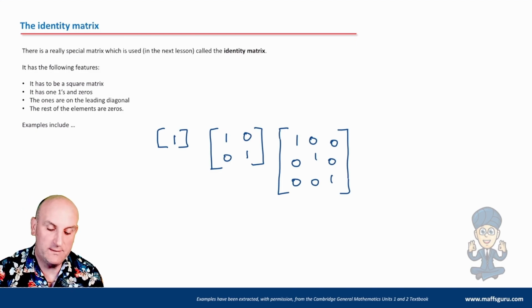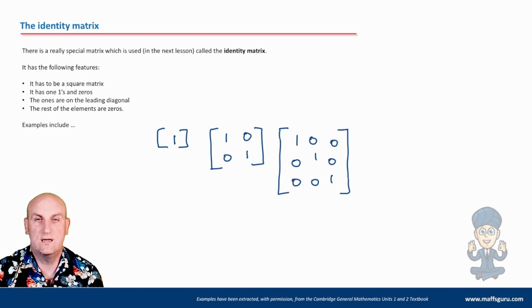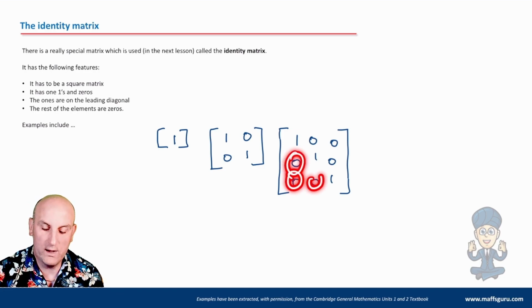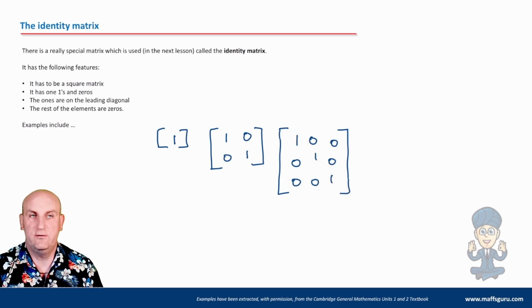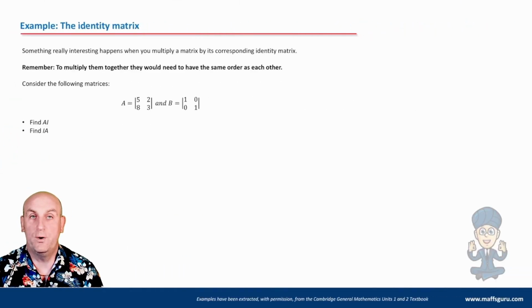Now, it cannot be the other way. You can't have 1's going that way. You can't have anything with 1's anywhere else. It can only have 1's on the leading diagonal and 0's elsewhere. But what on earth is the identity matrix used for?